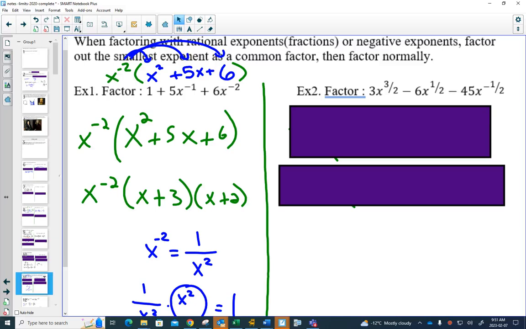Second one, you can see that there's a common factor of 3 in all of those. But I'm also going to want to take out that negative a half.